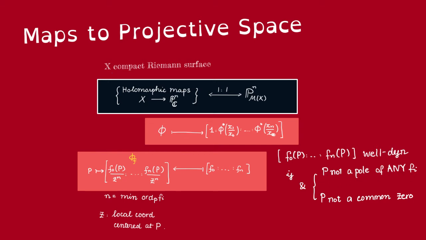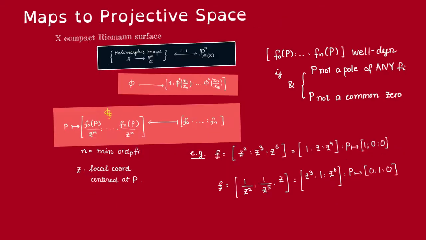So now what we need to deal with is the case when either p is a pole of some fi or p is a common zero of all of the fi, and the idea is that we just take a local coordinate centered at p, so some z, and then we divide by a sufficiently large power of z so that p is not a pole of any of these, and it's also not a common zero. So let's take some examples. Now, because we only care about vanishing of the fi at p, without loss of generality, we can just assume the fi's are just powers of the local coordinate z.